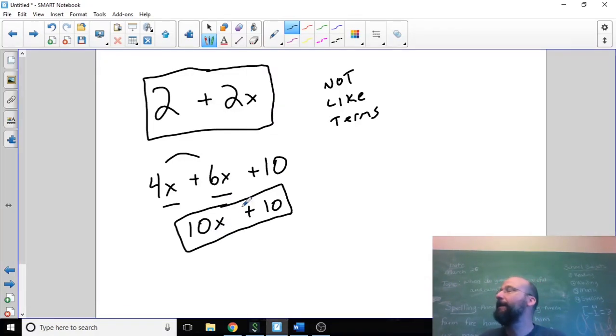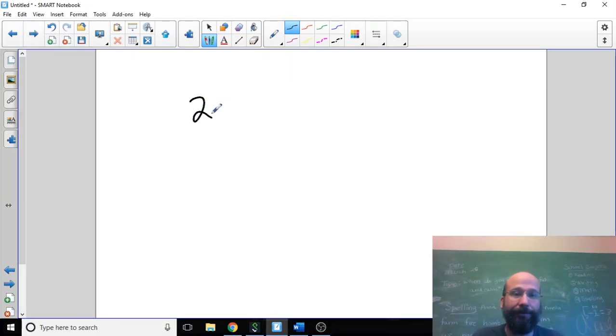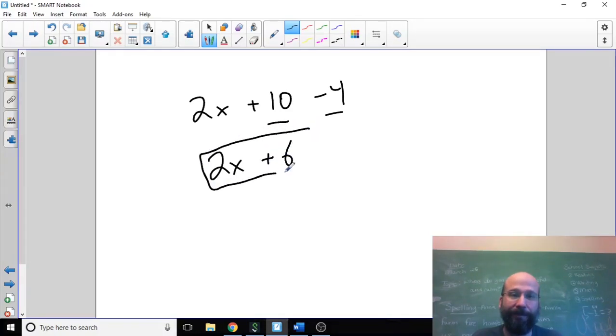10x plus 10. Now 4x plus 6x is 10x and then 10. So again, this is our final answer. This one has a variable and this one doesn't, so we can't combine them. We can do the same thing with a problem like 2x plus 10 minus 4. This one has the variable and these don't. These are just numbers, so these are like terms. There's nothing to do with the 2x, but 10 minus 4 is 6, and this would be our final answer.